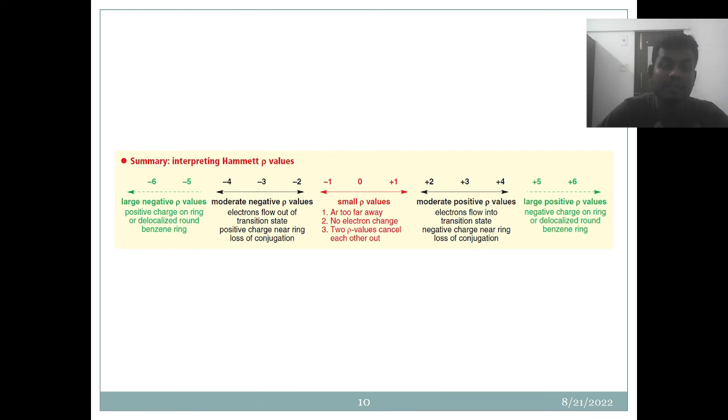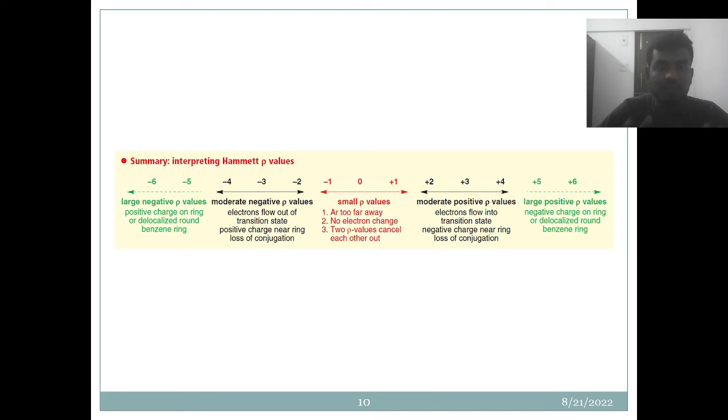When do we expect a very high negative value? When there is a positive charge on the ring or delocalized around the benzene ring. So if there is a positive charge, like in aromatic electrophilic substitution, for a nitration reaction, we show that there is a direct positive charge generation at the benzene ring. So we expect a very high value, more than -5.